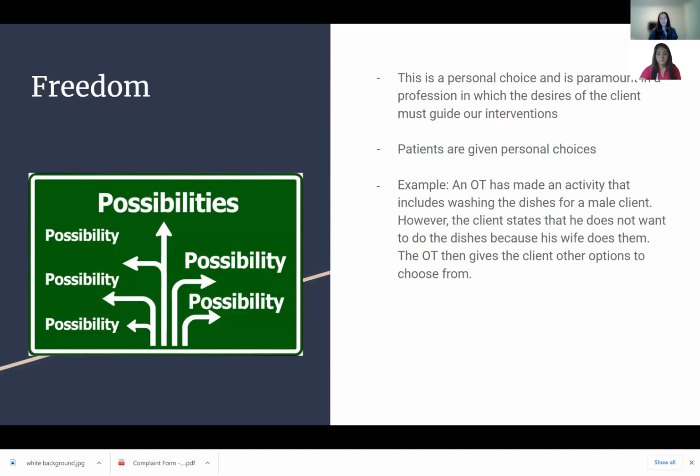It is our responsibility and our job to come up with more than one activity for them to choose from. And it's very important because they may not be interested in the activity that you have planned. And it's always a good idea to have a backup plan.